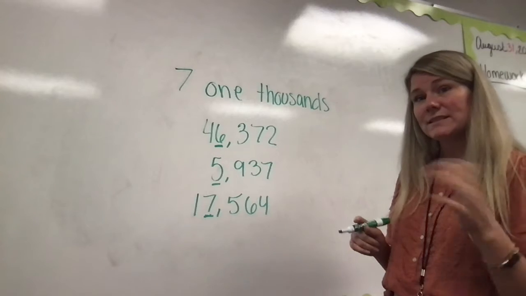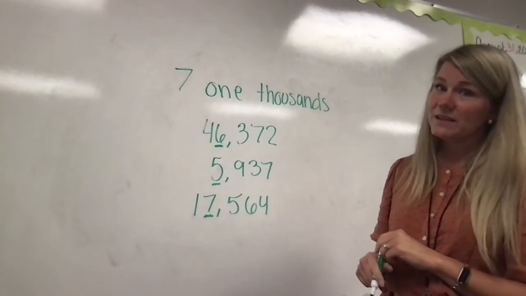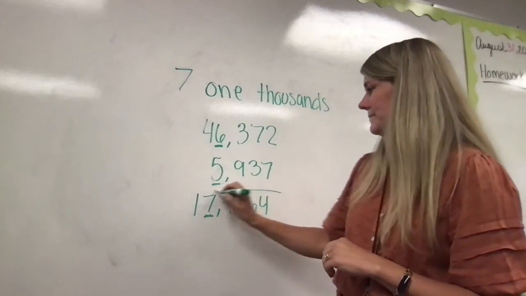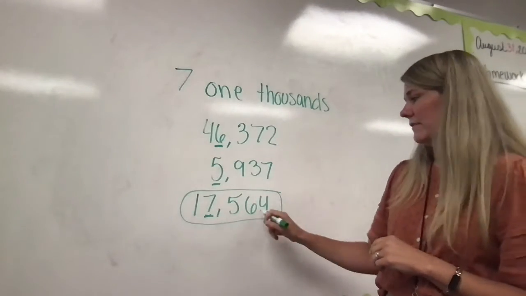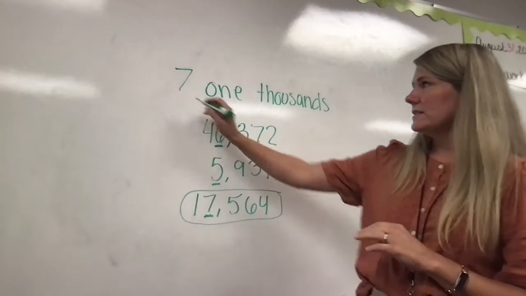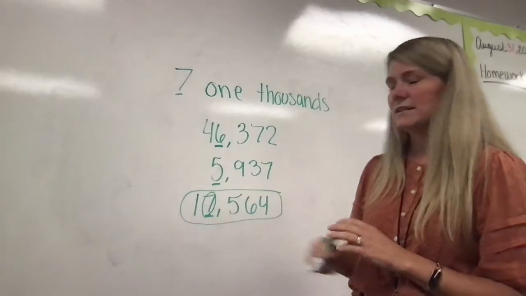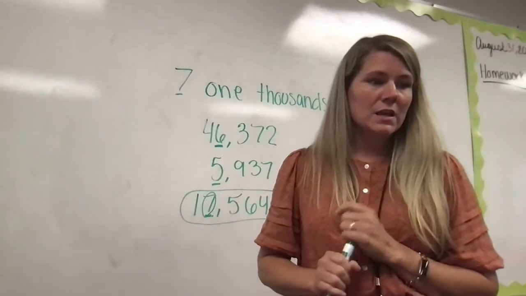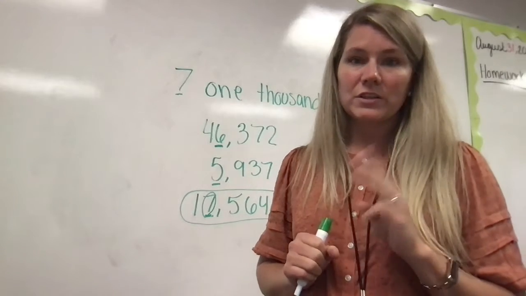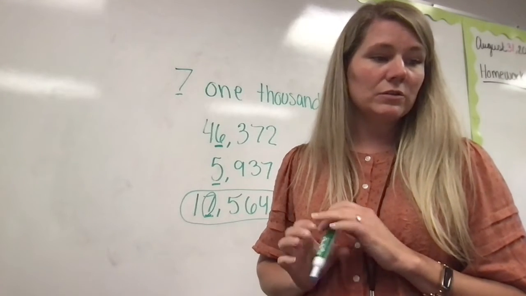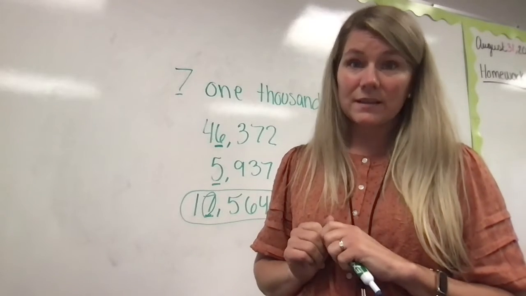7 1,000s equals 7,000, okay? So which one of these has 7,000? 17,564. That's the one that shows the 7 1,000s. That's what we're looking for, okay? So if you look at 600s, which is highlighted for question number 3, then you need to look in the hundreds place and find the one that has 600.